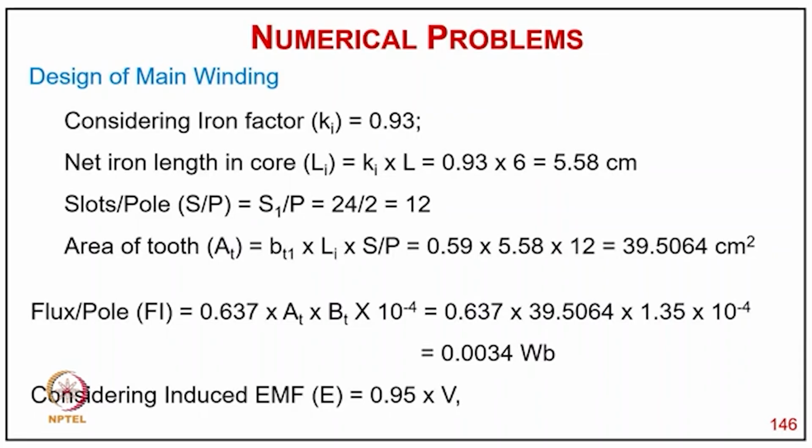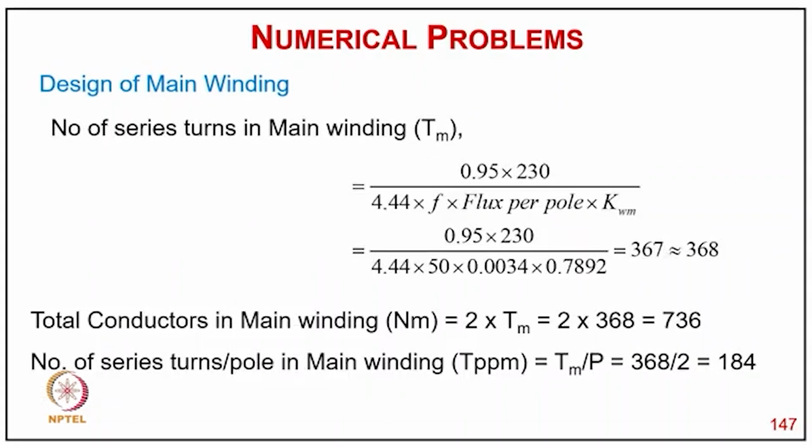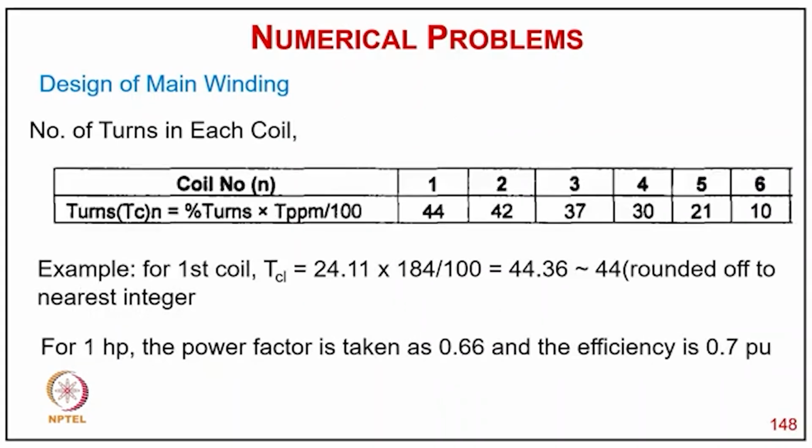flux per pole, putting values in this relation, comes to 0.034 Weber. Considering the induced EMF of 0.94 V, the number of series turns in the main winding is 0.95 into voltage divided by 4.5 into flux per pole into kW, which comes to 368 turns. Total number of conductors in the main winding is 2 into Tm, that is 2 into 368, 736, and the number of series turns in the main winding per pole, Tm upon P, is 3 by 2, 184.